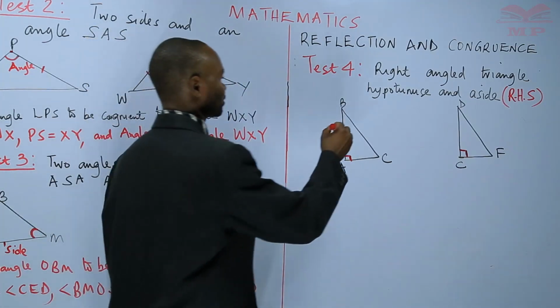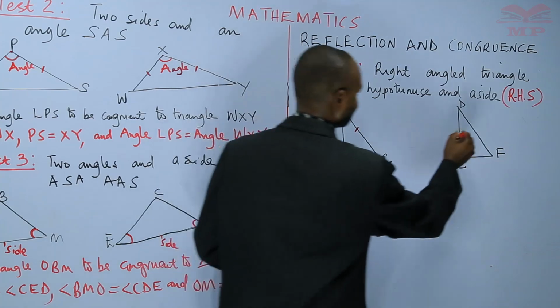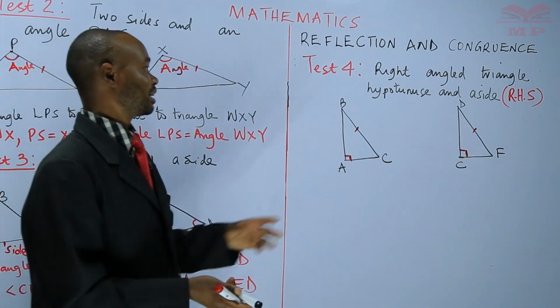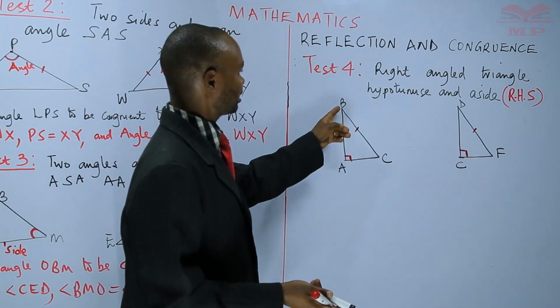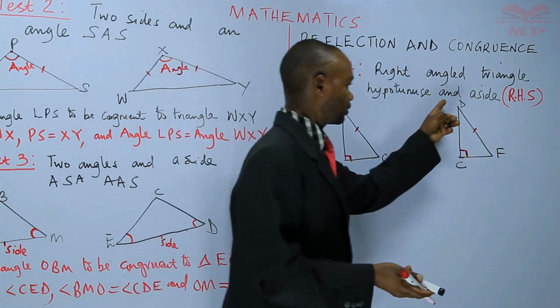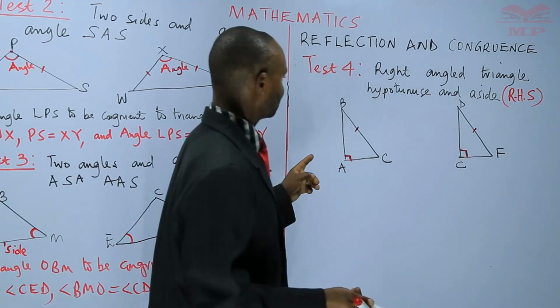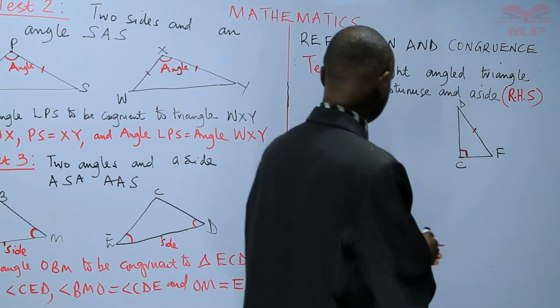Then the hypotenuse. Hypotenuse is this one. Note that when I come to side, I can choose any side. I can either say BA be equal to DC, or AC be equal to CF.